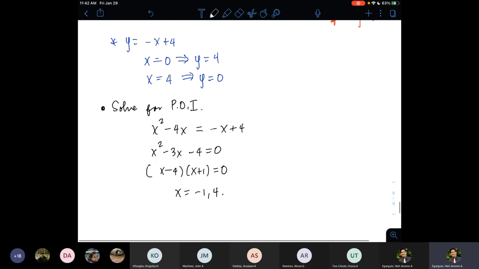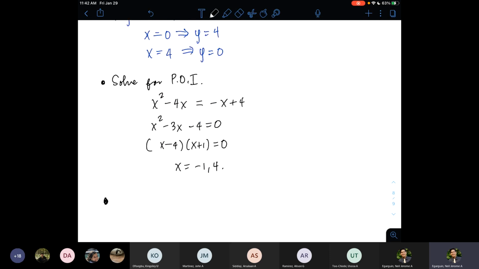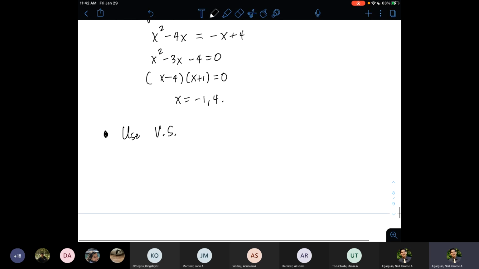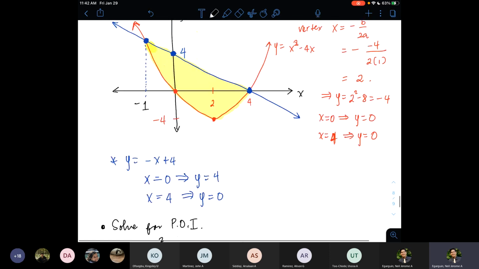So now if we will use vertical strips, right? So again, this is integral with respect to x because it's vertical strips. And if I draw a vertical strip here, I slide it to the left and to the right. Anywhere inside the region, the top is always the blue function and the bottom is always the red function. So no need to split the integral. And we knew that x starts at negative 1 and ends at 4.